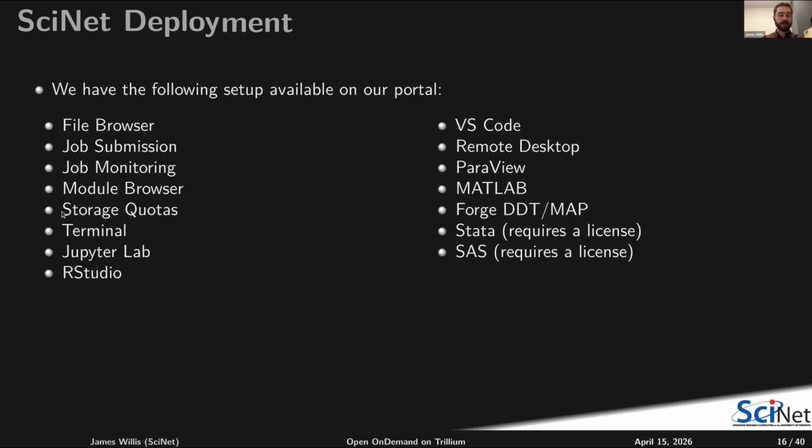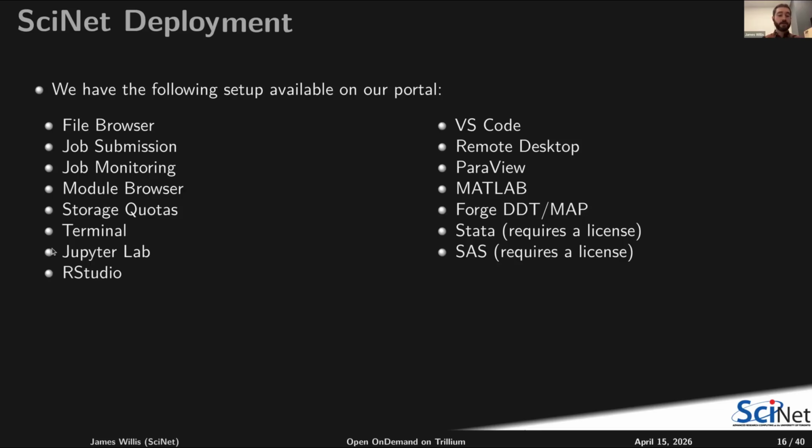You can also look at your storage quotas to see how many files you have on home, scratch, or project, as well as how much data storage you're using up, and if you're hitting that limit. You'll also get a warning when you log into Open On Demand if you are, I think it's 90% of your capacity, just to make you aware of how much storage you're actually using up. So yes, we also have the shell access to Trillium.